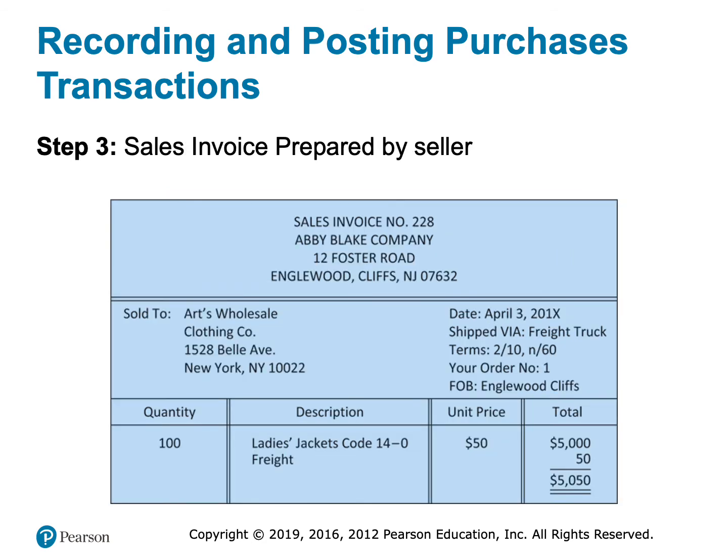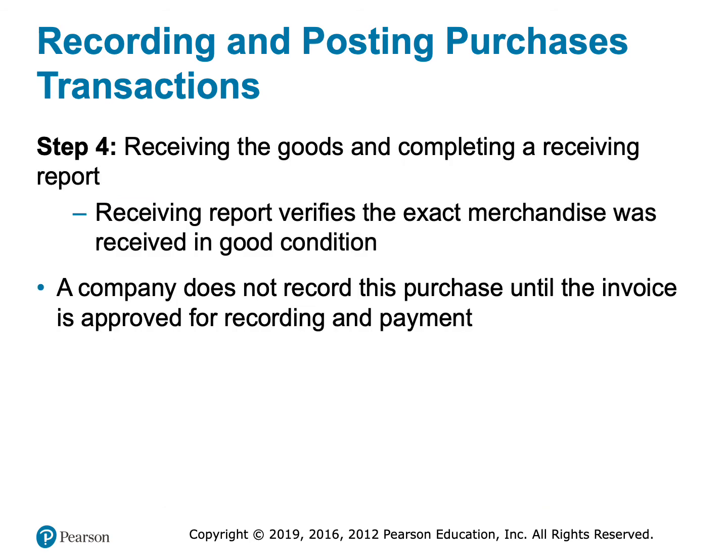Now, when the seller receives an order, they will prepare what's called a sales invoice. So here we see the invoice from Abby Company, and she is saying, hey, we are selling 100 jackets at $50 a piece to Art's Wholesale Clothing. And again, we notice these terms 2/10 net 60.